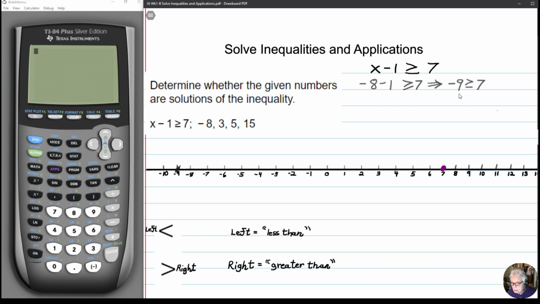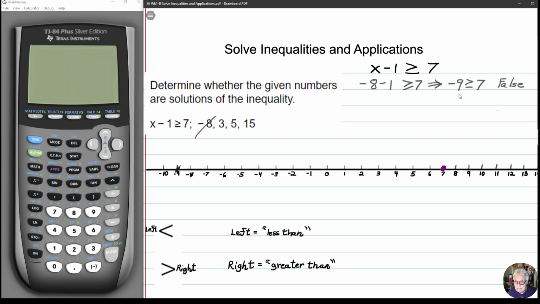After all, that sign says to the right of. Greater than and to the right of are the same thing. Negative 9 is over to the left of 7. So that's false. Negative 8 does not satisfy the inequality.